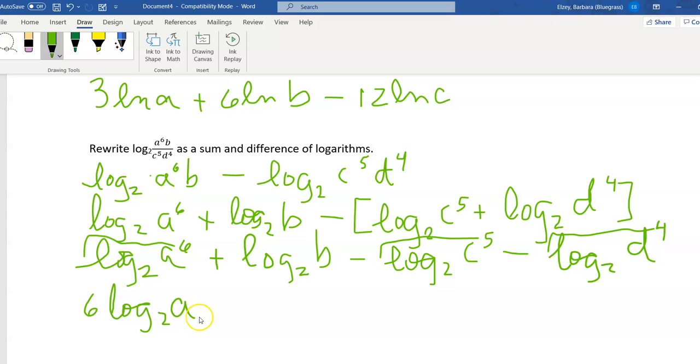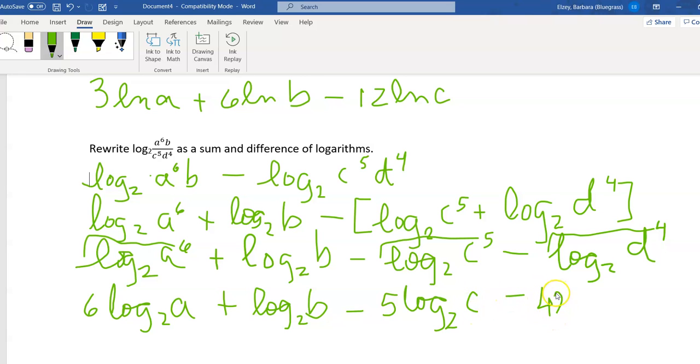We'll leave our log of b alone. Again, don't forget to write these little bitty bases. Let's move our 5 out. We'll just have c now. And let's move our 4 out. And there we have it, all broken up, nothing but variables inside of each log.